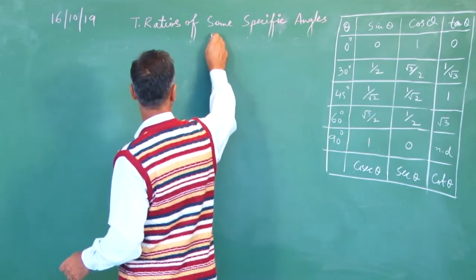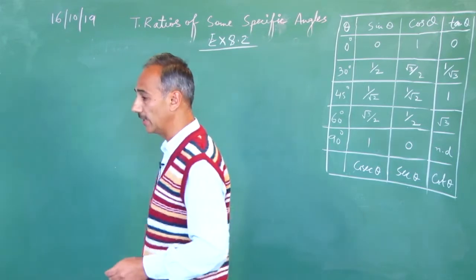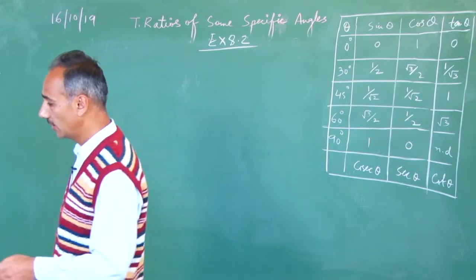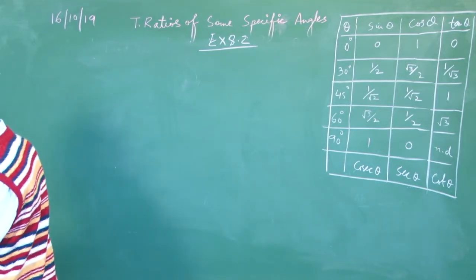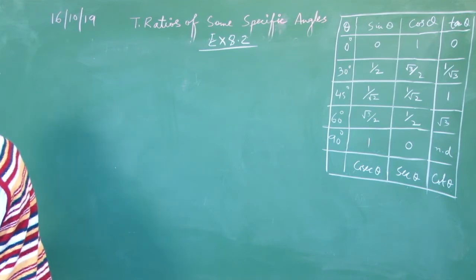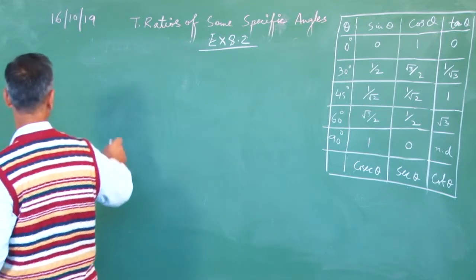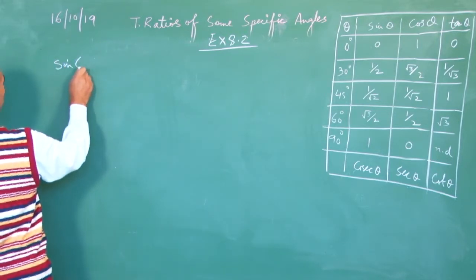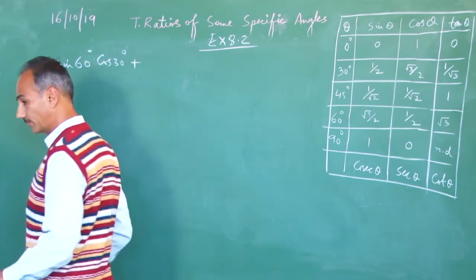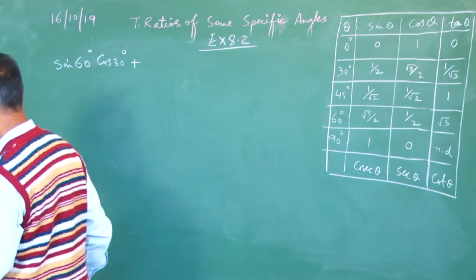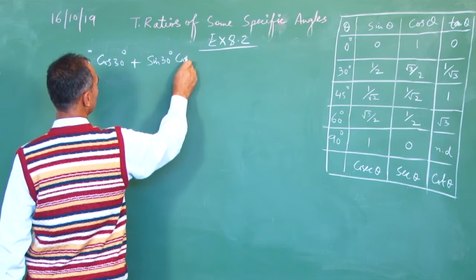Exercise 8.2. Okay, this is based on this topic. So let's try to take some of the sums. You are asked to evaluate, like the first question is, evaluate sine 60 cos 30, this is degrees, plus sine 30 cos 60.